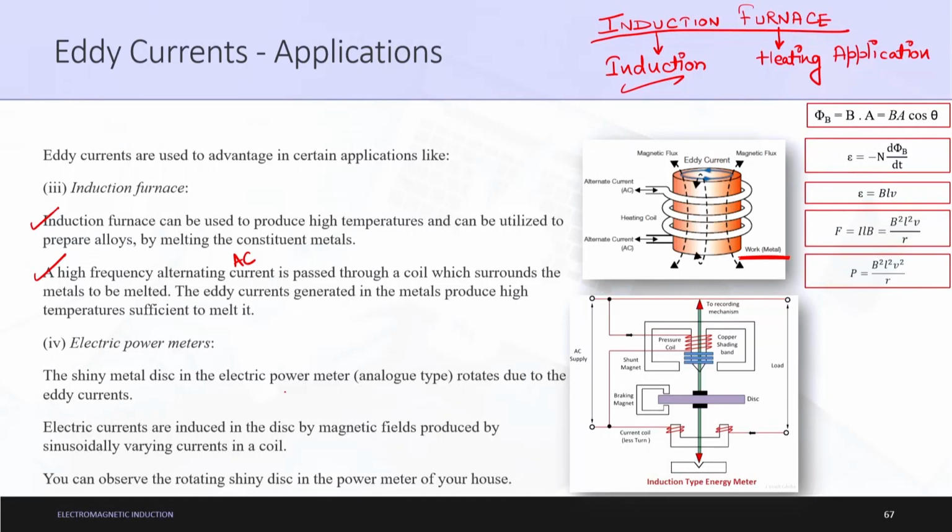So, what is an electric power meter? A shiny metal disc in the electric power meter rotates due to the eddy currents. There is a number written here, let us say 0, 1, 2, 3, 4. Behind this there is a metal disc which keeps on rotating. It rotates like this, then 5 comes, then 6 comes, and the electrician or anyone who needs to measure your electric meter comes after 30 days, measures it, and hence you pay the bill. The shiny metal disc in the analog type power meter rotates due to the eddy currents.